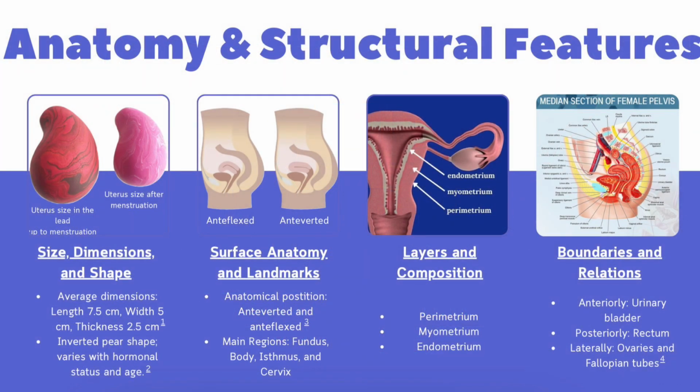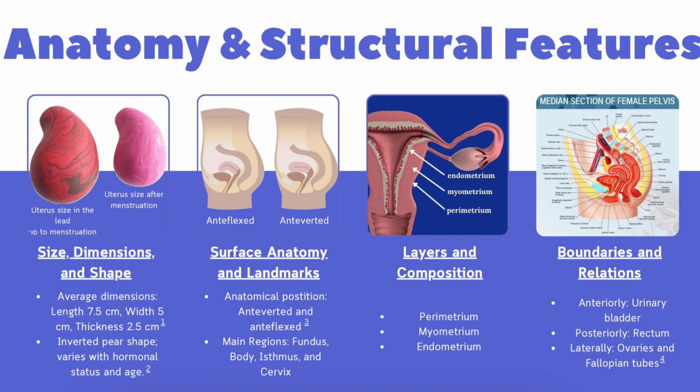The uterus can be described as an inverted pear shaped organ located centrally in the female pelvic cavity. In its non pregnant state, it measures approximately 7.5 centimeters in length, 5 centimeters in width, and 2.5 centimeters in thickness. Though these dimensions can be varied based on hormonal status, age, and the number of pregnancies a woman has had. A critical aspect of uterine anatomy is its typical orientation within the pelvis.